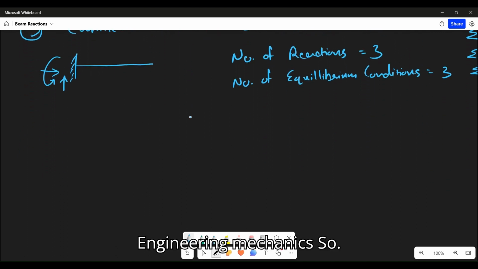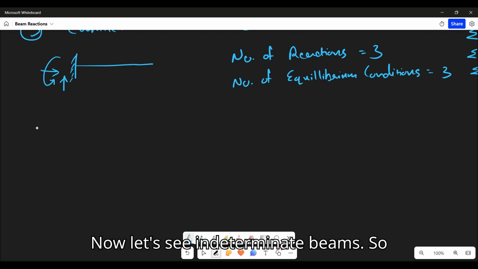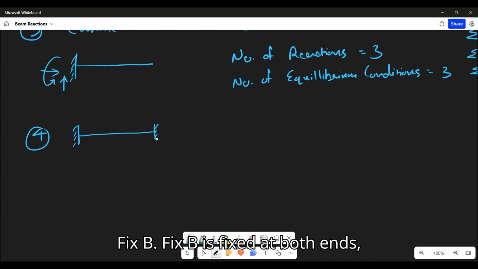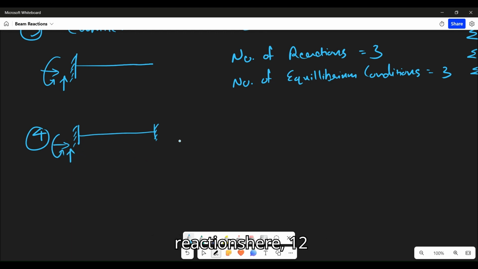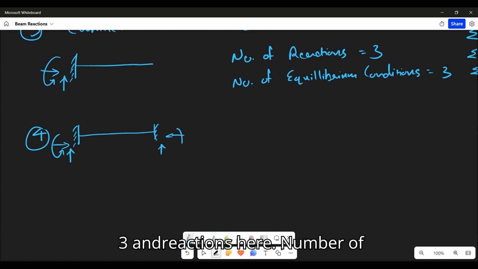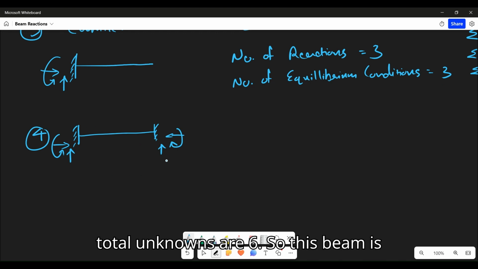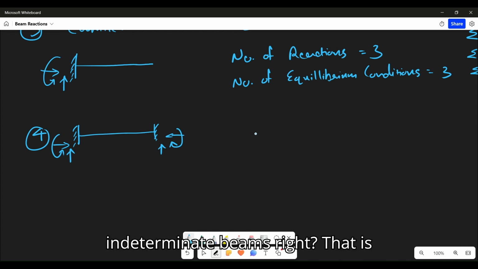engineering mechanics. So now let's see indeterminate beams. The fourth one is the fixed beam. A fixed beam is fixed at both ends. Fixed at both ends, so it has one, two, three reactions here. One, two, and three reactions here. The number of equilibrium conditions is only three, and total unknowns are six. So this beam is an indeterminate beam. That is the fixed beam.